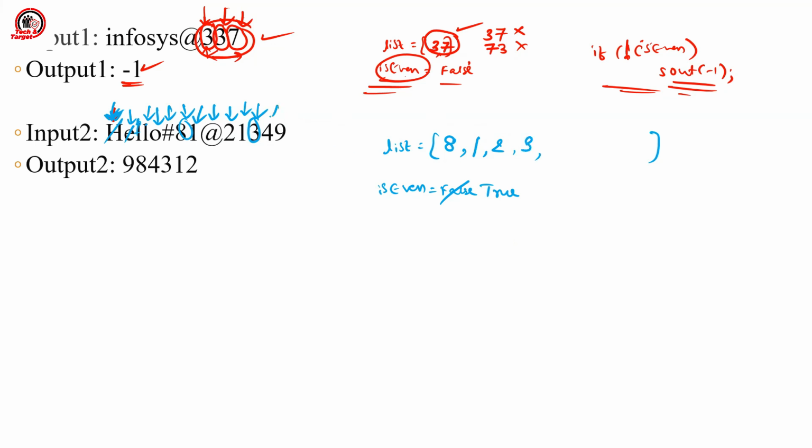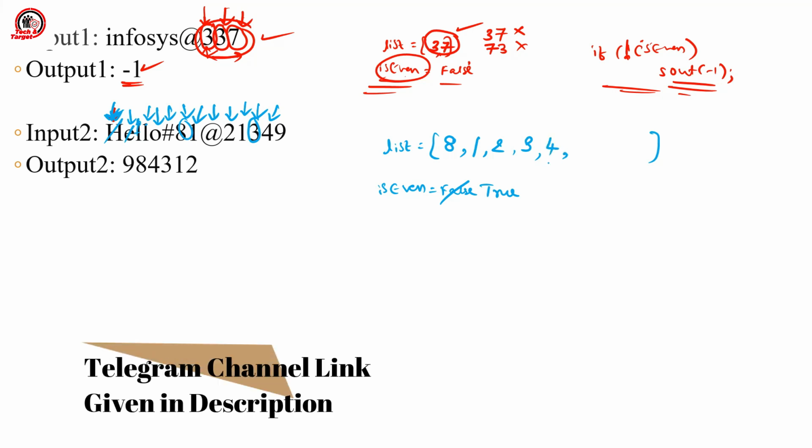Now we'll move on to the next character, which is 4. For 4, we'll again check whether 4 is a digit. Yes, it is a digit. So if the current character is a digit, you will go ahead to the list and check whether that 4 is present in the list or not. We see that 4 is not present, so we will add that 4 to our list.